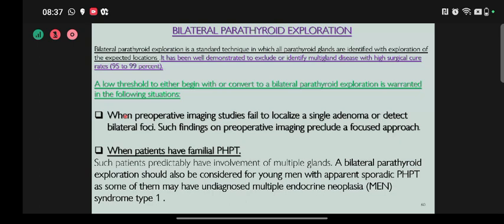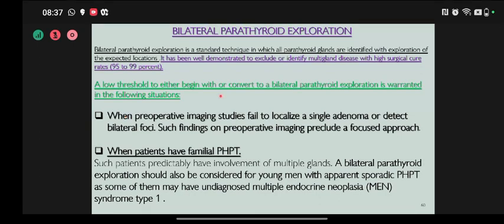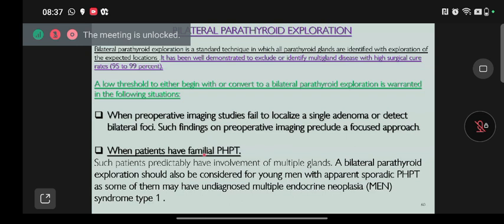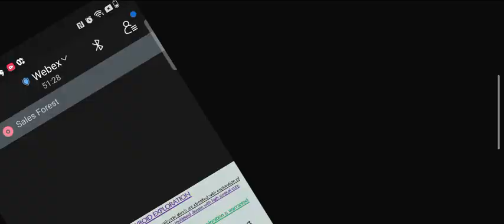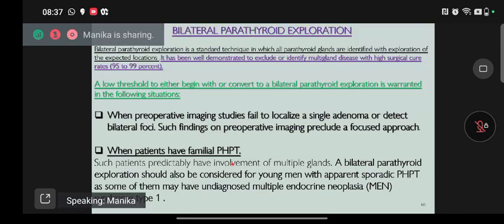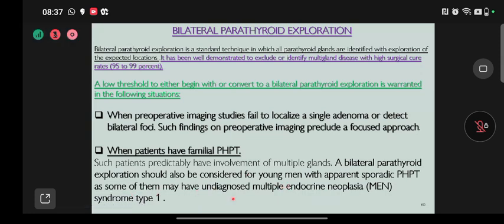A low threshold to either begin with or convert to bilateral parathyroid exploration is warranted in the following situations: when preoperative imaging studies fail to localize a single adenoma, in this we should preclude a focused approach. And when the patients have a familial PHPT, such patients predictably have involvement of multiple glands. A bilateral parathyroid exploration should be considered for a young man with an apparent sporadic PHPT, as some of them may have undiagnosed MEN syndrome type 1.